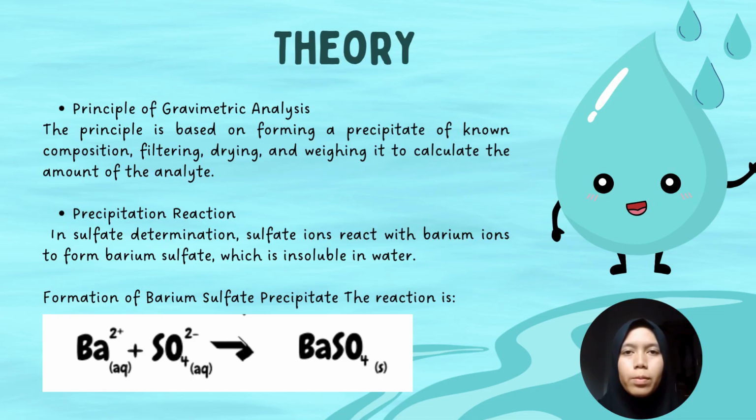Theory, principle of gravimetric analysis. The principle is based on forming a precipitate of known composition, filtering, drying, and weighing it to calculate the amount of analyte. Precipitation reaction. In sulfate determination, sulfate ion reacts with barium ion to form barium sulfate, which is insoluble in water. This is the formation of barium sulfate.